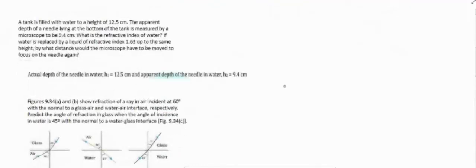Now, third question. A tank is filled with water to a depth of 12.5 centimeter, that is the actual depth, and the apparent depth of a needle lying at the bottom of the tank is measured by a microscope to be 9.4 centimeter, that is the apparent depth. Now what do you have to do?